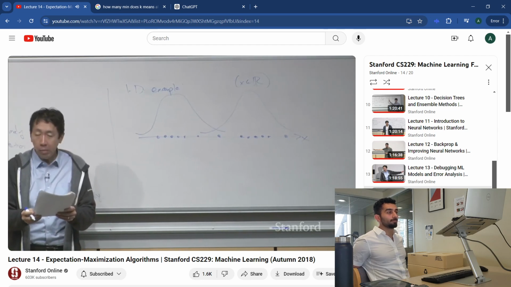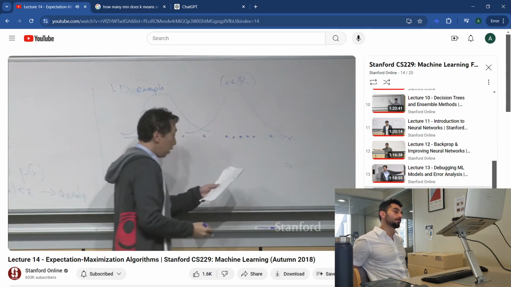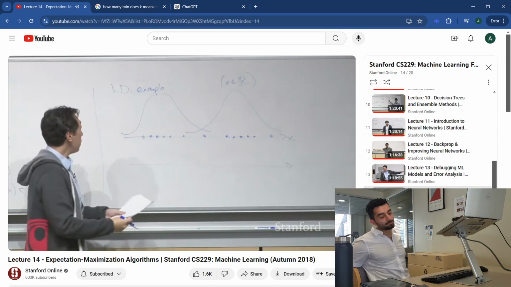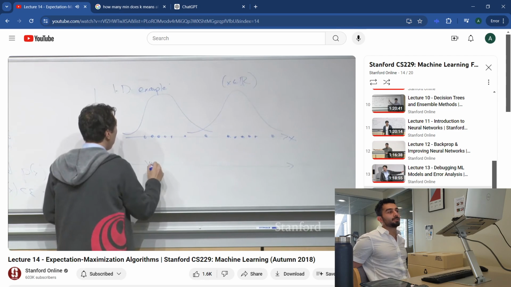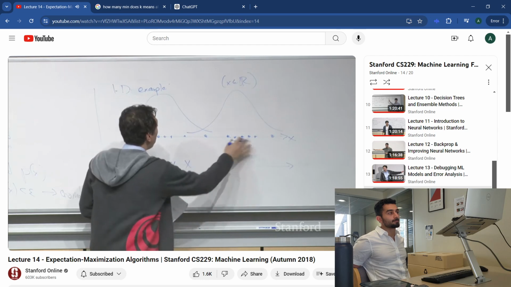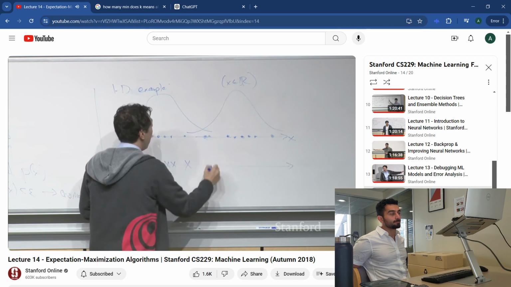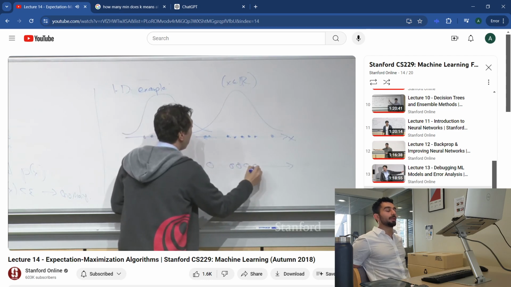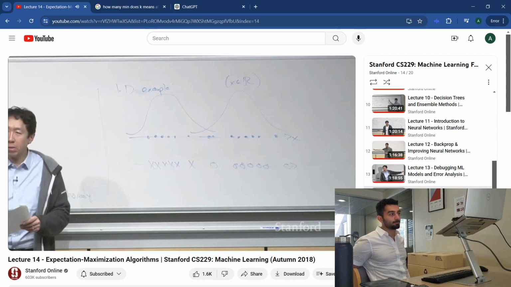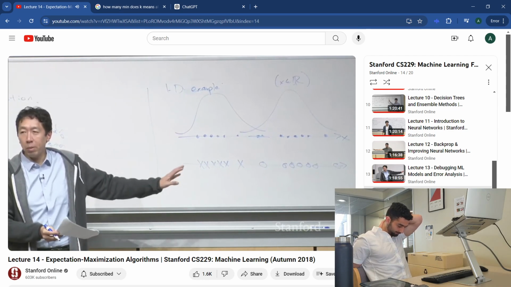And if only we knew which example had come from which Gaussian. Do we know their variance or not? If we knew that these examples had come from Gaussian 1, which I'm going to draw with X's, and if only we knew that these examples had come from Gaussian 2, which I'm going to draw with O's, then we could just fit Gaussian 1 to the X's, fit Gaussian 2 to the O's, and then we'd be pretty much done.